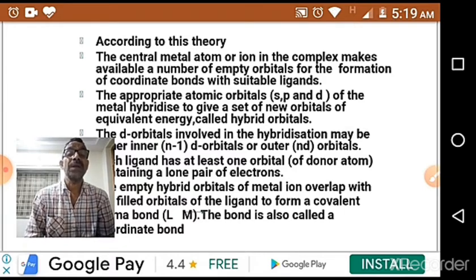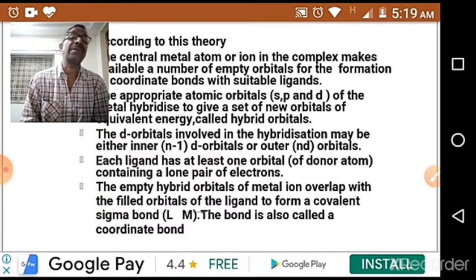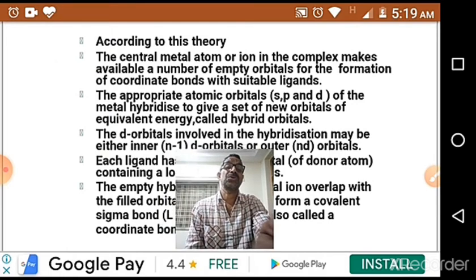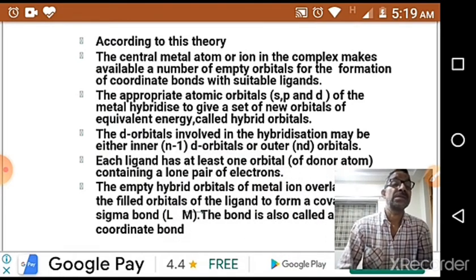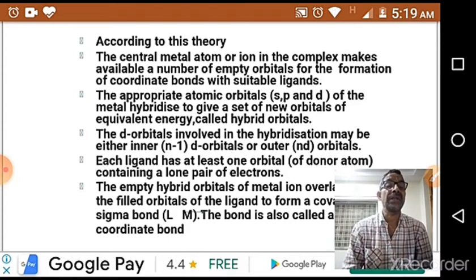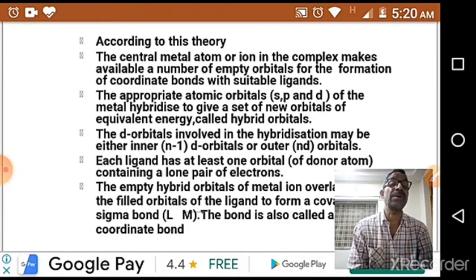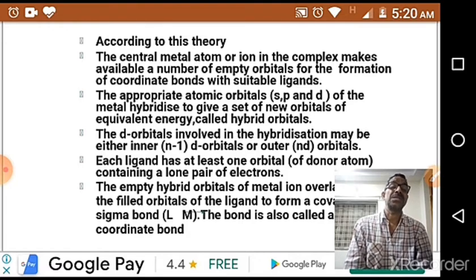So the central metal atom of the coordination compound has to provide the required number of vacant orbitals. This is the first point. If it is going to bond with 6 ligands, it has to provide 6 empty orbitals. If it doesn't provide 6 empty orbitals, it doesn't form any complex. So this is the first point.